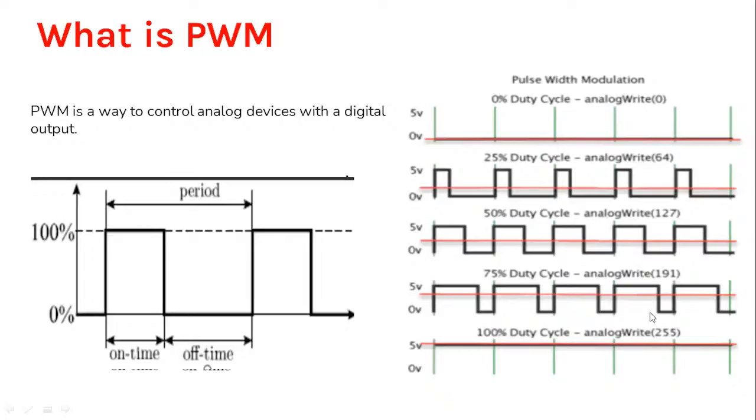So the maximum value an 8-bit can have is 255, 0 to 255. So for pulse width modulation, if you want a 50% duty cycle, you have to write analogWrite of 127, which will give you the 50% duty cycle.